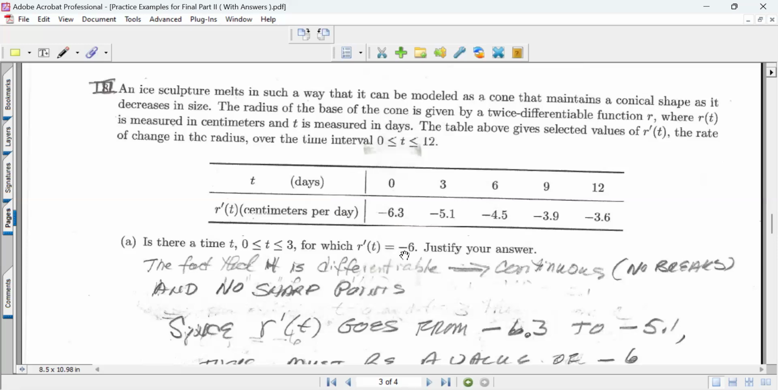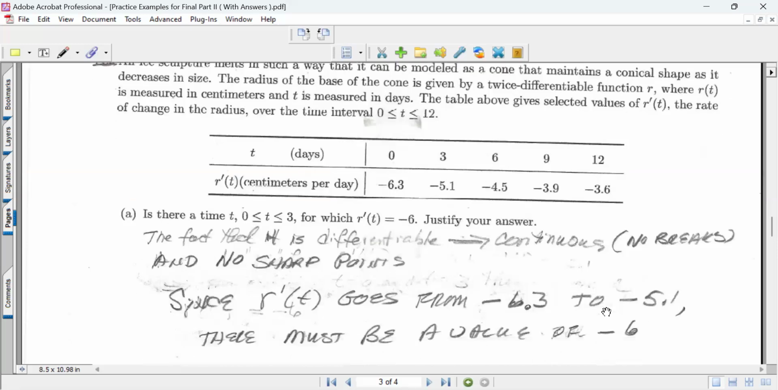Now, this is why it says it's twice differentiable, which means continuous. So we know that going along here, there's no break in the graph. No break. So we go from minus 6.3 to minus 5.1, and there's no break in the graph. And so there must be a value of minus 6 somewhere between here.